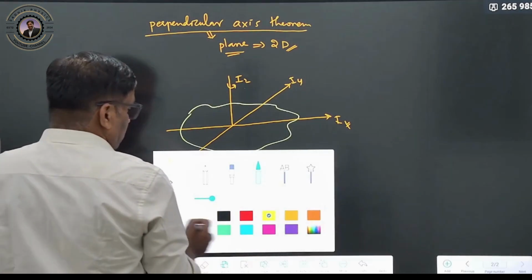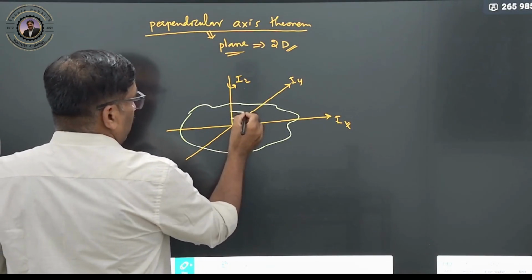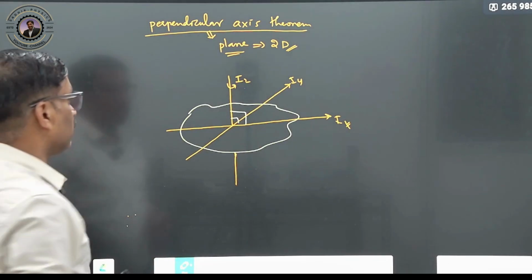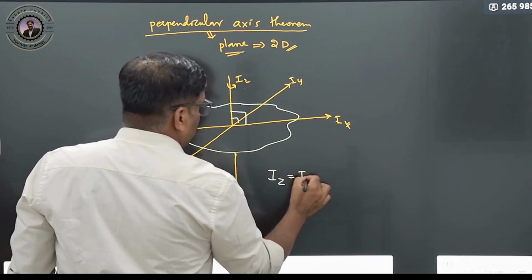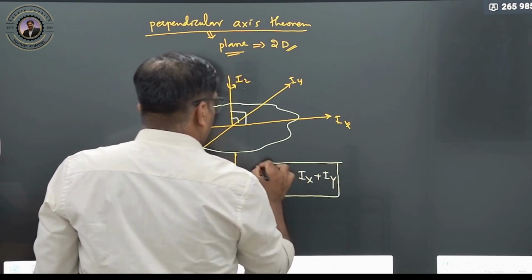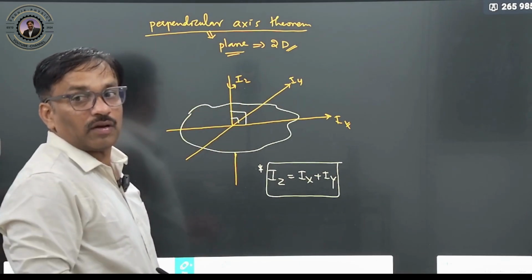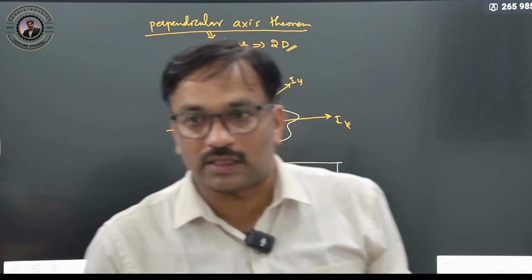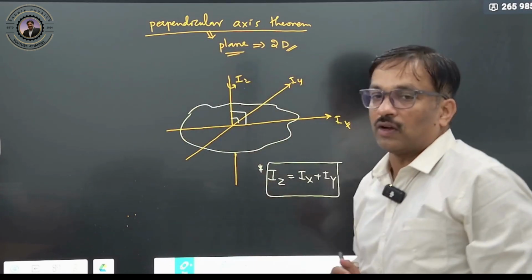Now this Iz is perpendicular to this x axis, and this Iz is perpendicular to the y axis too. So what you can write is Iz equals Ix plus Iy. In this way we can calculate. We have to take these three axes as mutually perpendicular. Clear? So this is nothing but our perpendicular axis theorem, which is applicable only for planar objects.